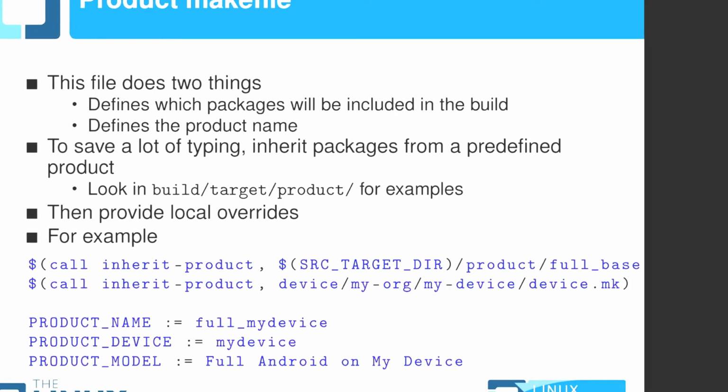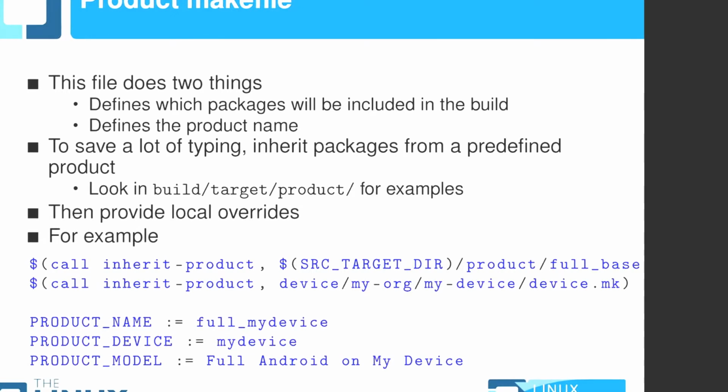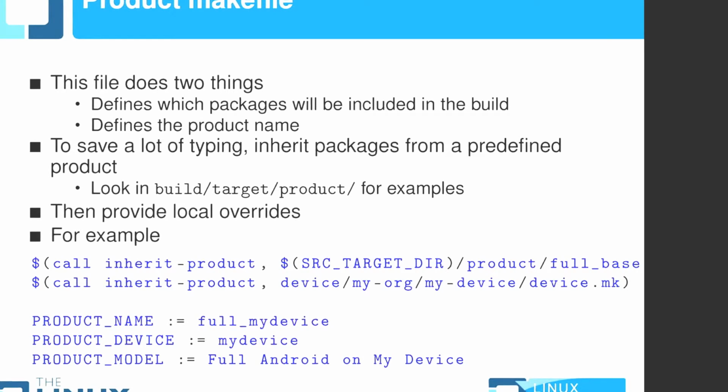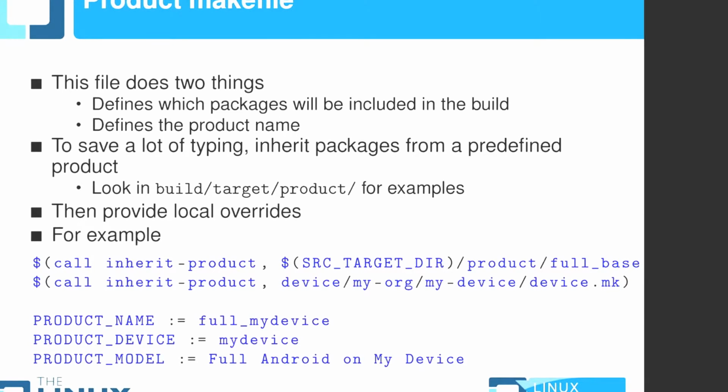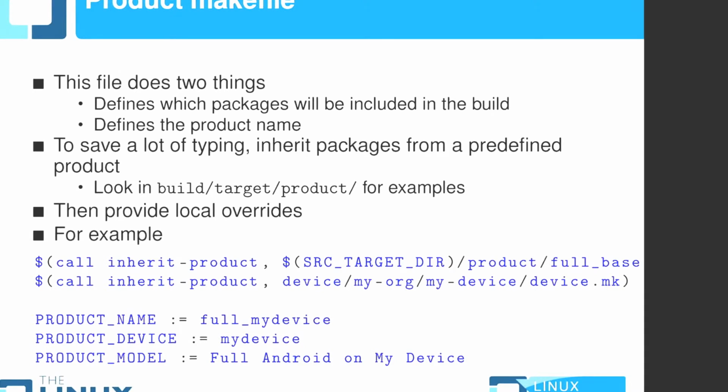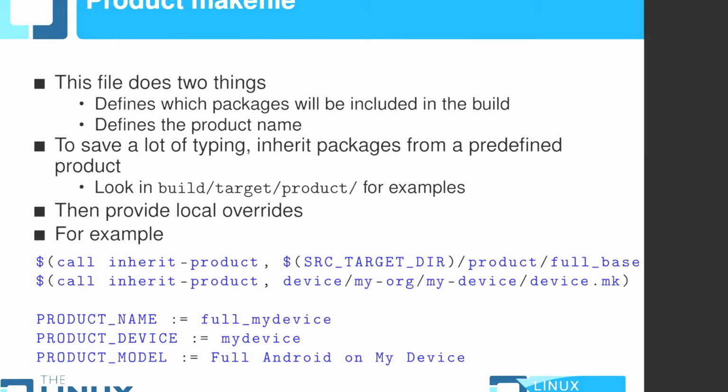The next file we need to look at is the product makefile. This does a couple of things. It defines the packages that are going to go into this product, and it defines some straightforward things like the name of the product. So in the example on the slide, call inherit-product to bring in a predefined set of packages. And in this case, we're bringing in full_base.mk, which is the full Android definition. And then underneath that, we're bringing in our own customized set of packages, which are in device.mk. And then finally, we finish off by defining the name of the product and the model name.